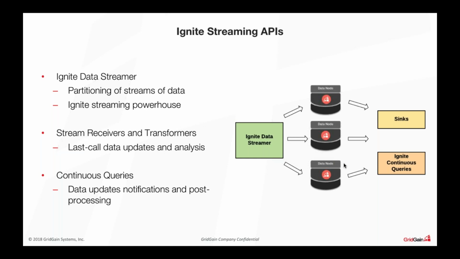Let's move to the next step. Once the data is streamed into the Ignite cluster, before we store this data in the cluster, we can do some transformations with it. For sure, the data can be transformed or enriched before it gets to Ignite, but you can also do that last call update on the Ignite side. Here we provide the so-called stream receiver or transformer APIs. Why do you need to do that? Why is it not enough to enrich or pre-process data before that?